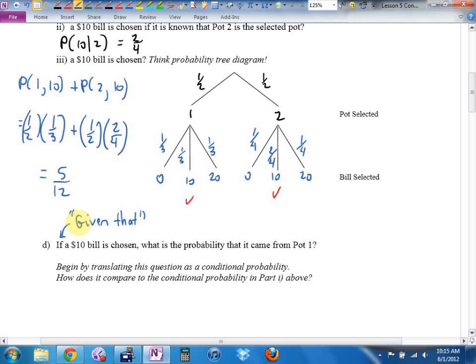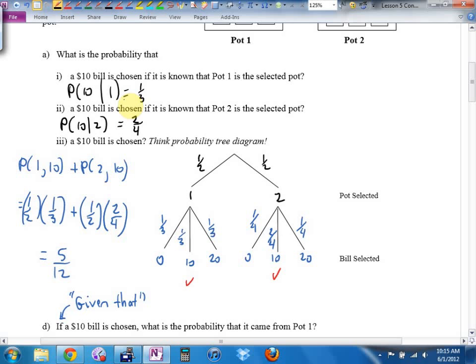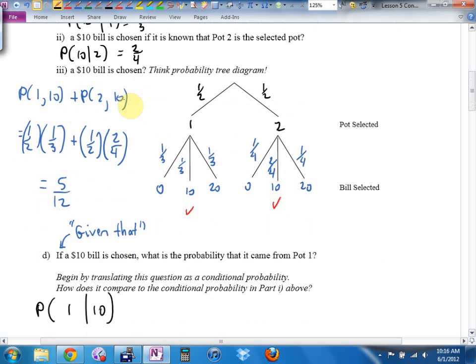Going up the tree. You see how you can recognize it kind of visually? Now, the way to solve this is to translate it into a conditional probability statement. Probability that, given that it's a $10 bill, so given that it's a 10, you came from pot 1. And you can see, I hope, Dominique, it's the opposite of this: 1 given 10, not 10 given 1.